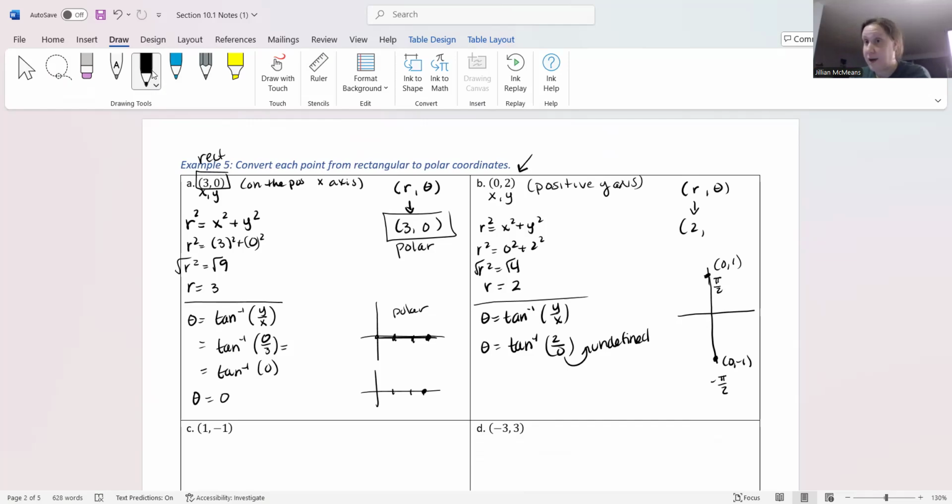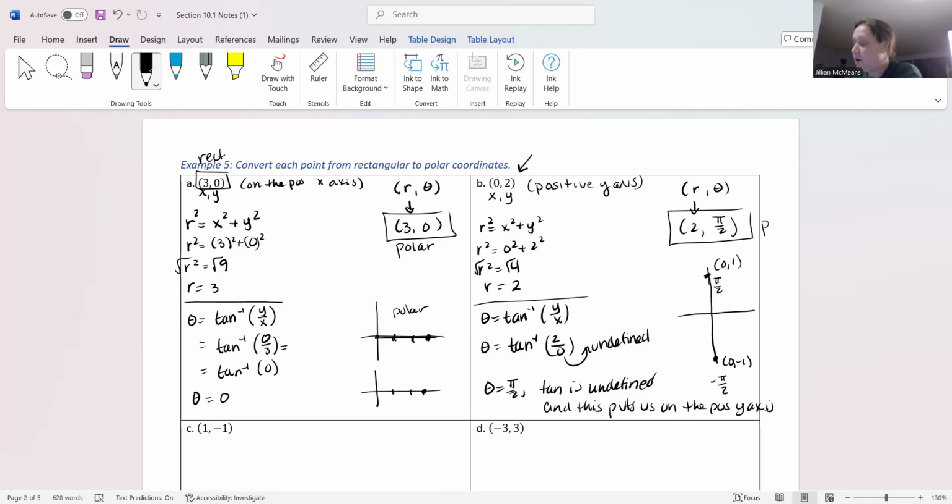So what value for theta, think positive x-axis, gives us a situation where tangent is undefined? Well, pi over 2. So if theta is pi over 2, tangent is undefined, or not defined is really what you would say. And this puts us on the positive y axis if you're thinking like rectangular stuff, okay? So we would say that we have r of 2, okay? And then our theta has to be pi over 2. So that would be the polar form of this rectangular point 0, comma 2.